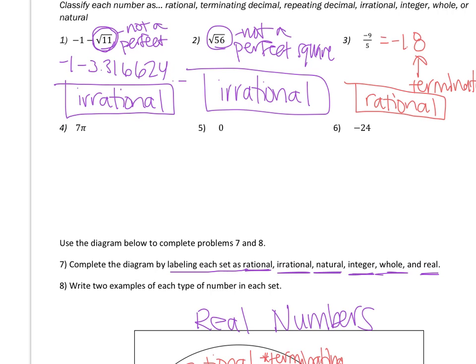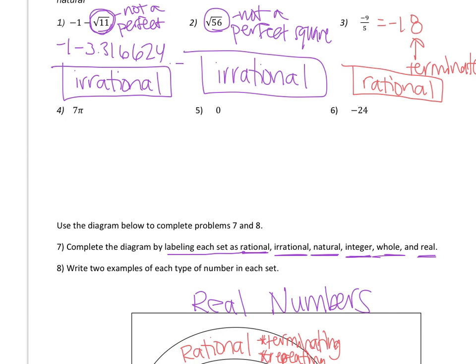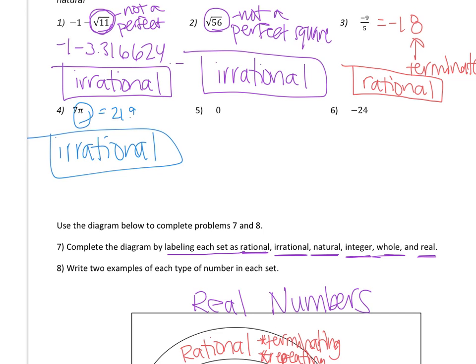Okay, moving on, number 4. Pretty much whenever you see pi with our number, just know it's going to be irrational. It's going to be a decimal that goes on and on forever. If you type that into your calculator, 3 times pi, it's about 21.99114... So it goes on forever. So it's just irrational. And that's it.